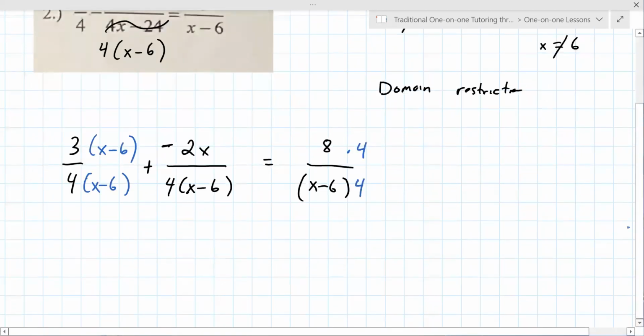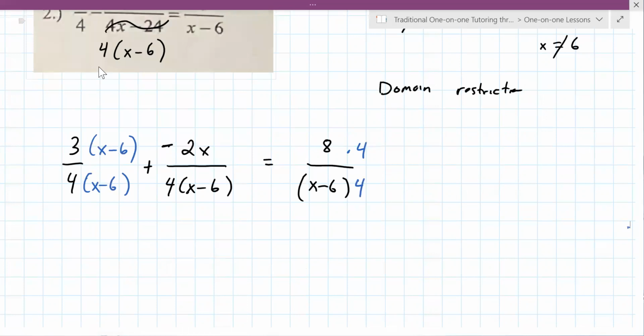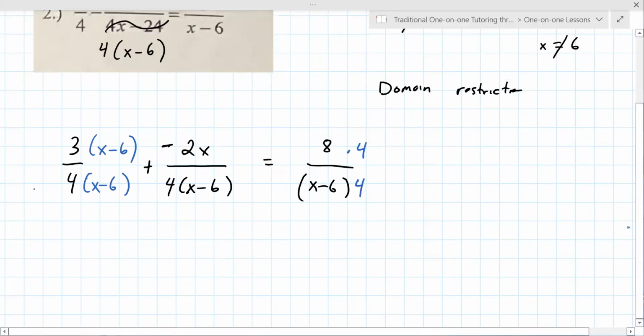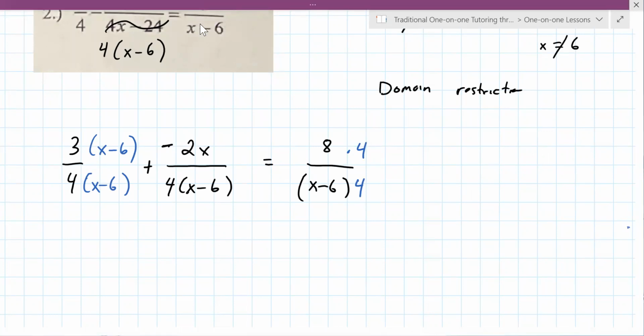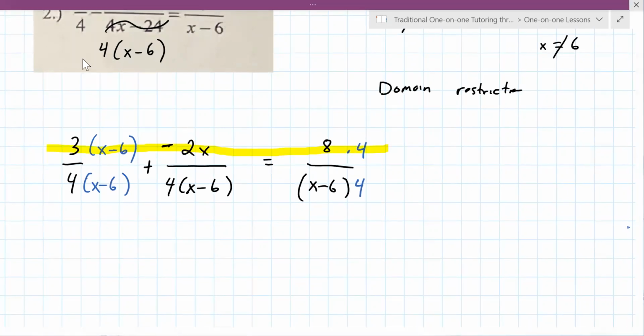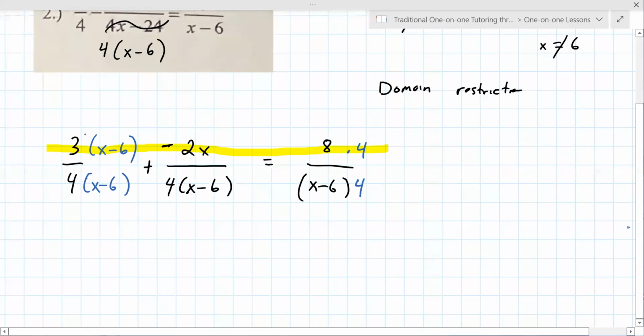Okay. Now from here, you actually only need to look at the top. And I hope your instructor said that, because you don't need to rewrite everything on the bottom, because the bottoms are now the same. You can focus exclusively on the top, and that's another reason why I moved that negative sign up there. So this becomes, and I would like to actually distribute in here because there's just so much writing, 3x minus 18 minus 2x equals 32.